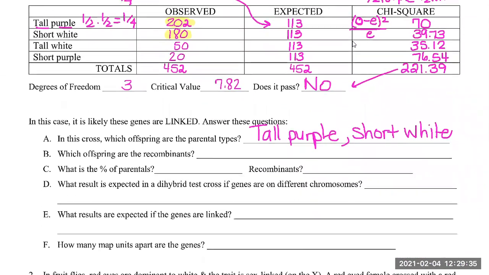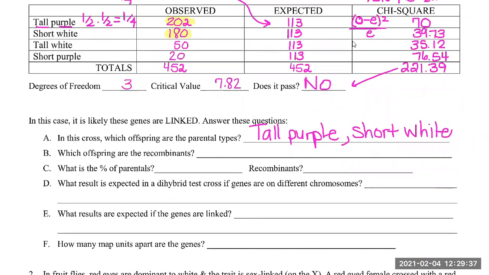two traits. So the offspring in this case that are my recombinants are going to be my short purple and my tall white, because these have the opposite combination. Now, the next thing they want is what are the percents of parentals and recombinants. Now the formula for this, super easy.